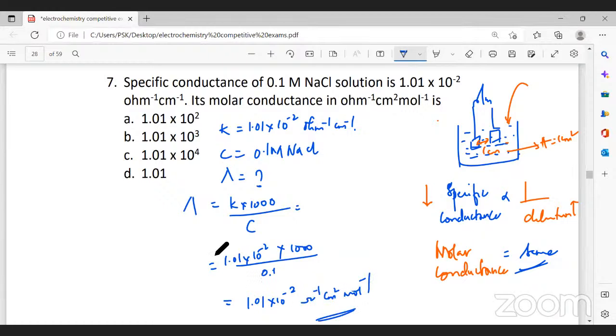Therefore, the answer for this question is option A, 1.01 into 10 to the power 2. Not minus 2, it is 2. Sorry, I mentioned minus 2, it's wrong, it's 2.